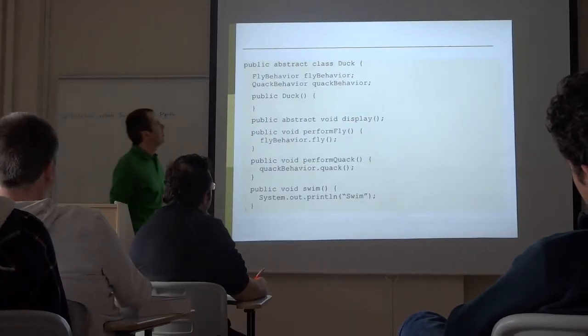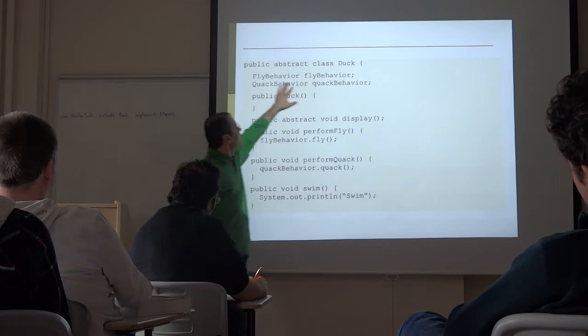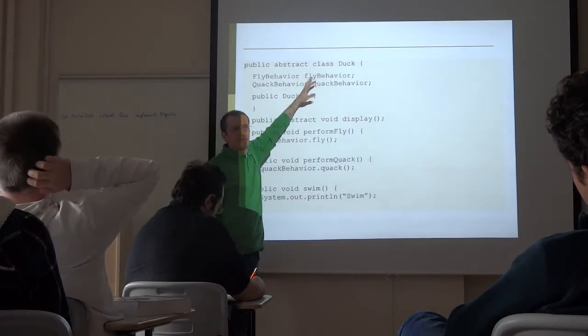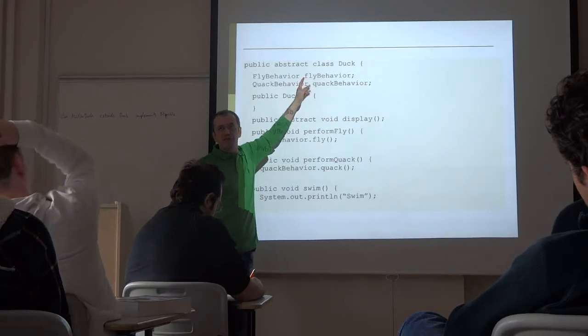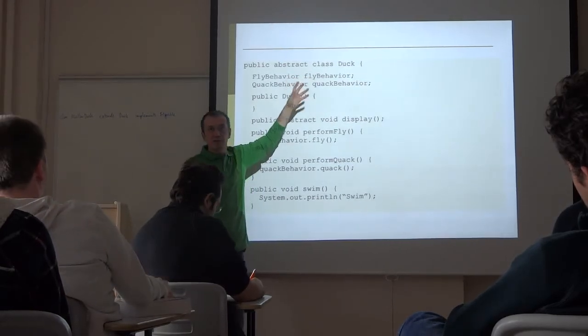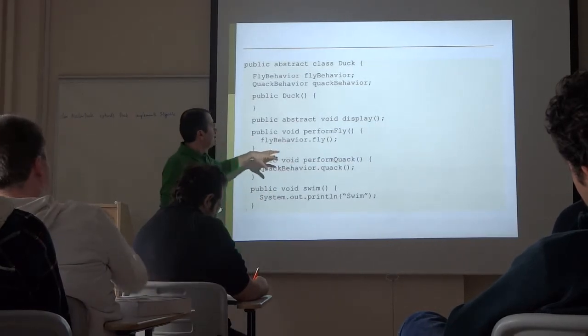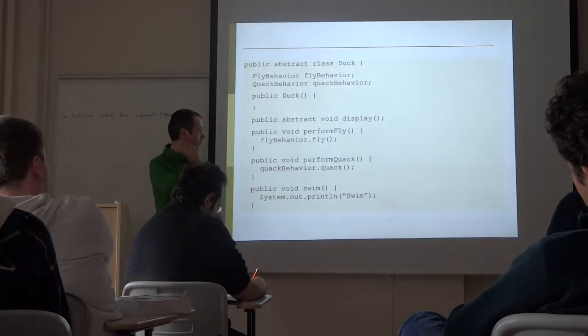And what happens with the abstract class duck? I have a fly behavior. This is an interface, this is an interface, and these are, of course, some objects now. So when they're an object, I can store them, and I can then call those functions.